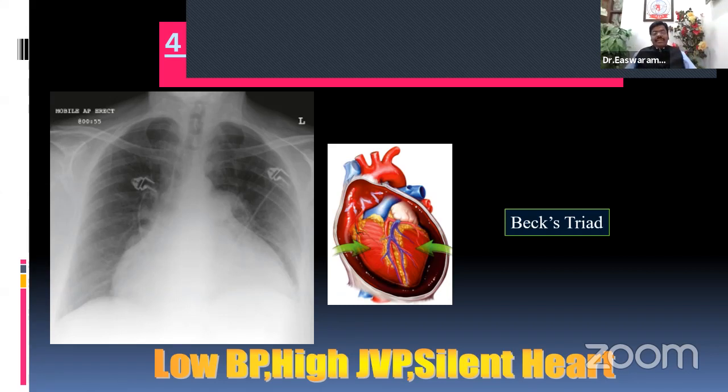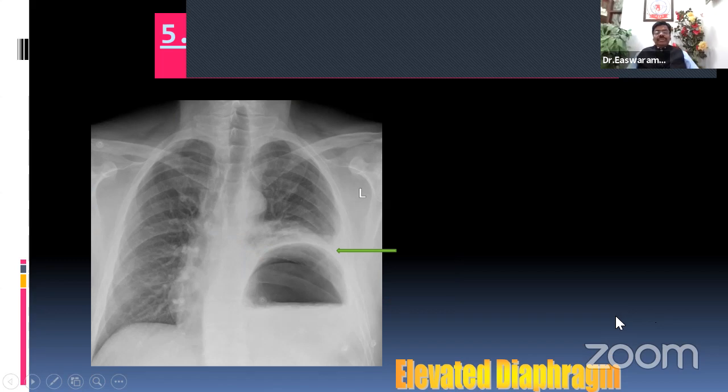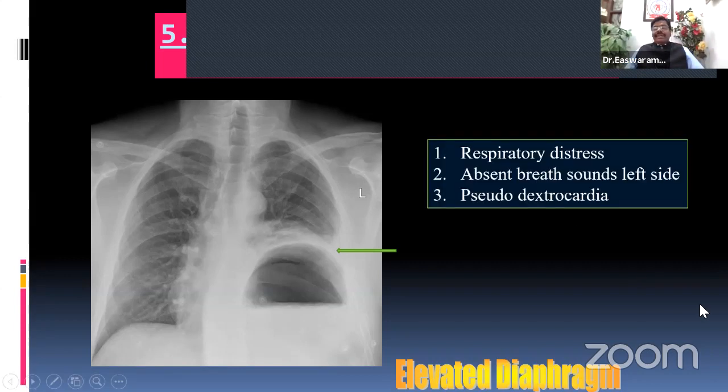Very, very classical thing. And the fifth important thing you need to realize is that sometimes, especially in run over accidents, because of the increased abdominal pressure, there will be an injury to the diaphragm, especially on the left side. So the abdominal organs can herniate into the left side of the chest. That is called a diaphragmatic hernia. So how will you diagnose a diaphragmatic hernia, especially a traumatic diaphragmatic hernia? That is the elevated diaphragm.